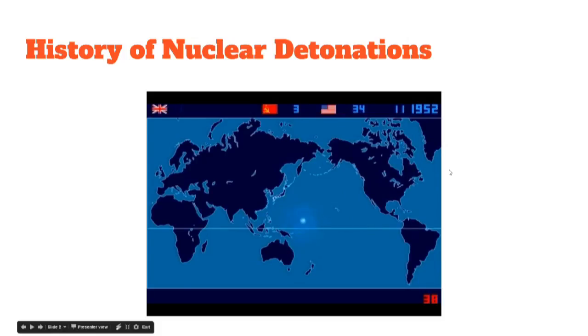Here we are in 1952. The United Kingdom starts to test bombs. You'll notice the United Kingdom has a different color of bomb. Each country is represented with a different color, but the United Kingdom's so small, you couldn't detonate bombs in the UK because there's so many people around. So the United Kingdom tests their bombs in either the United States, in Australia, or in the South Pacific. They test all their weapons there.